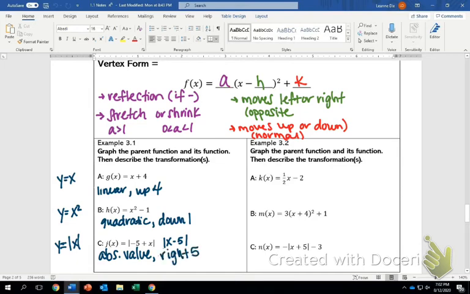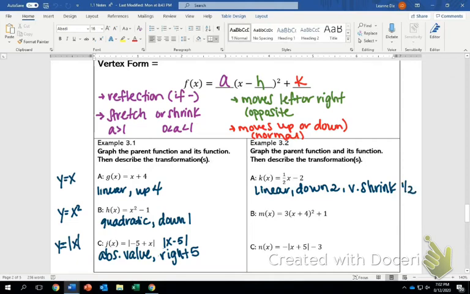All right? Example 3.2, now we're going to involve more than one transformation. Letter A is a linear function, and I can see that that -2 is outside of any grouping, so I will say it is down 2. And then I have that 1/2 in front. Now remember, if we have a fraction, that is going to be a shrink. So I would say this is a vertical shrink, and I'll just put by how much, which in this case is 1/2.